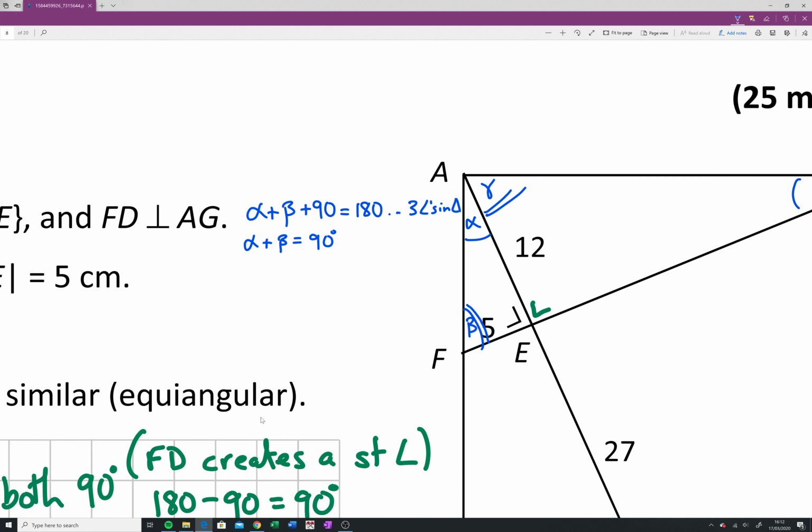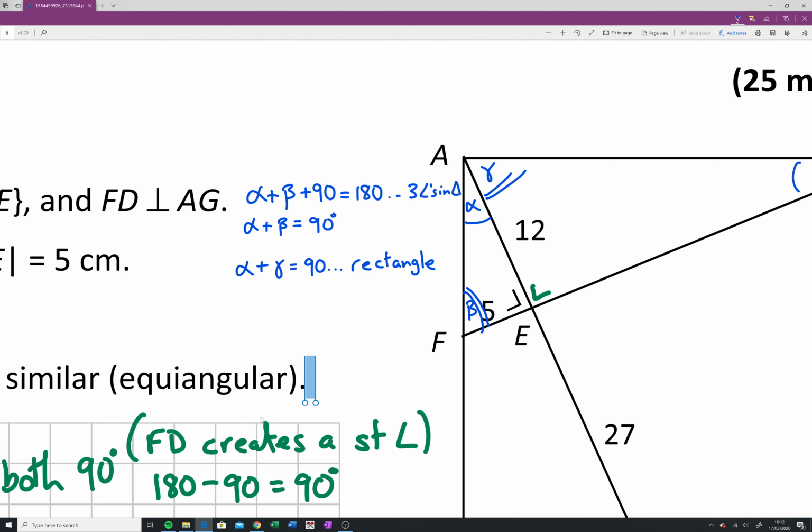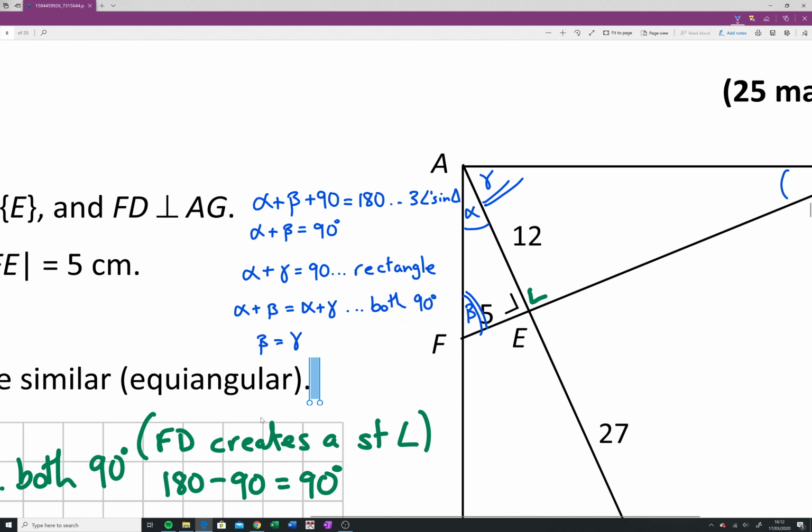And here's the next trick. The next trick is to say that also alpha plus gamma must be 90. Why? It is, of course, a vertex on a rectangle. We're dealing with a rectangle, so it must be 90 degrees. Well, if alpha plus beta is 90 and alpha plus gamma is 90, it follows that alpha plus beta must equal alpha plus gamma, since they're both 90. And if we take alpha away from both sides, we do get that beta is equal to gamma. So it's just a nice little proof that that is the case.